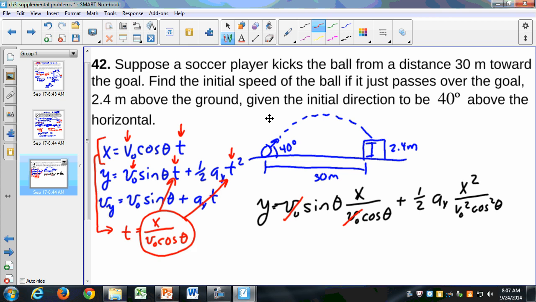Yeah, I can also simplify it a little bit more. Sine over cosine is what? Tangent, right? You don't have to do it, but it makes it a little bit easier. So if I get rid of the sine and cosine, I can write in a tan theta. All right, so I have y equals tan theta x plus that whole thing.